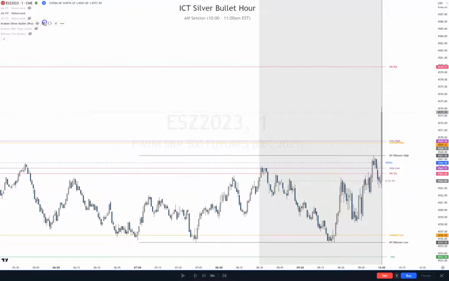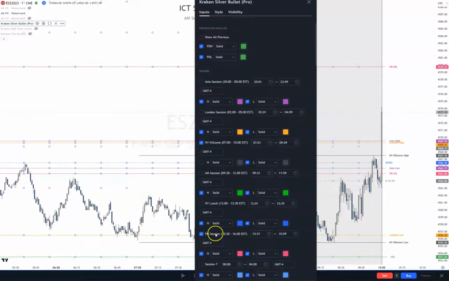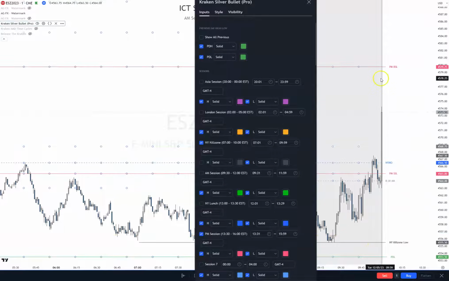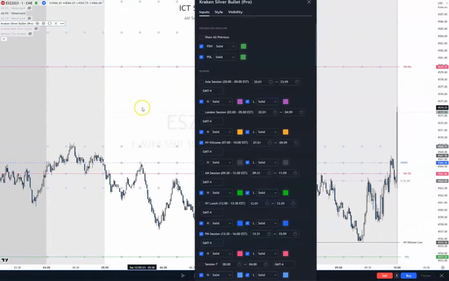Okay, so let's turn off all of this stuff. Asia's been taken. London's been taken. Killzone high has been taken. The low has not been taken. And then PM, the sell side's been taken, but buy side has not been taken. Right? So that's a good target. You can turn off the individual lines, so I can turn this one off and leave this one on to show you what it is.